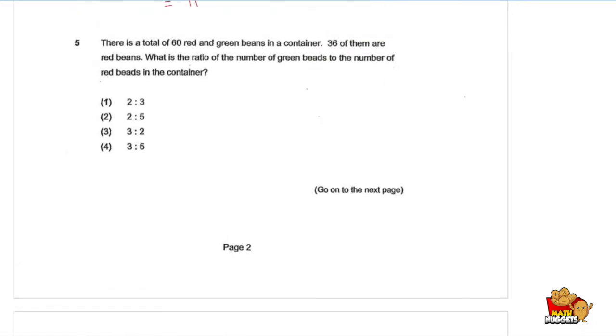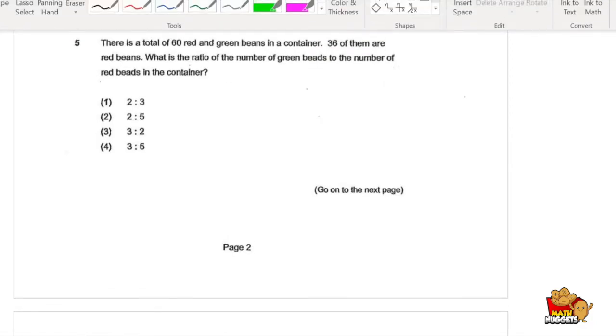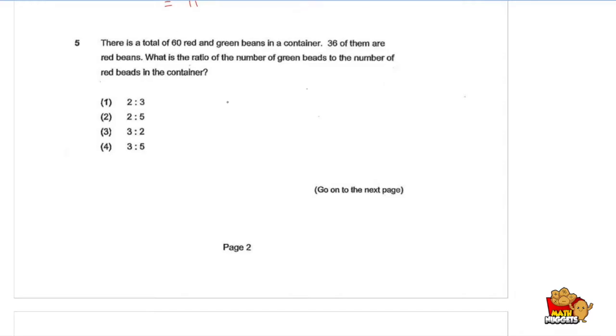Question 5. 60 red and green beans. So if there are 60 red and green beans and 36 are red beans, I need to find out the green beans. So 24 green beans. So the question wants us to find the ratio of the green to the red.